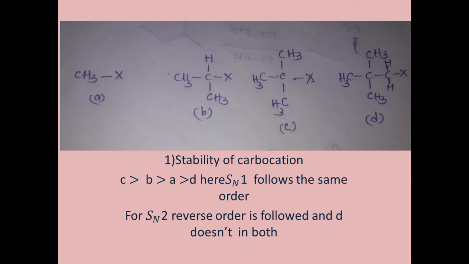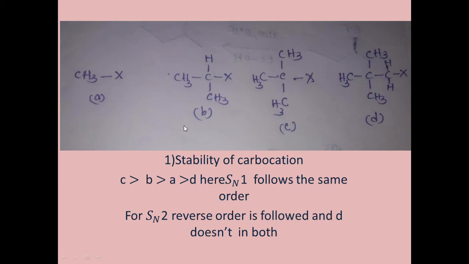Here for SN1, as I said in the previous video, the stability of the carbocation matters. Here there will be 3 hydrogens, right? Here it has 7, here it has 9, and here only 2. As you can see, this is a primary carbocation, secondary, tertiary, and this one is just like primary, having no alpha hydrogens. Here are 9 alpha hydrogens, here 6 alpha hydrogens, right?